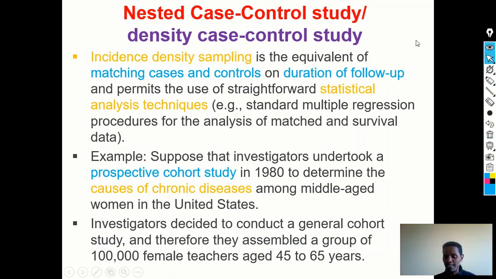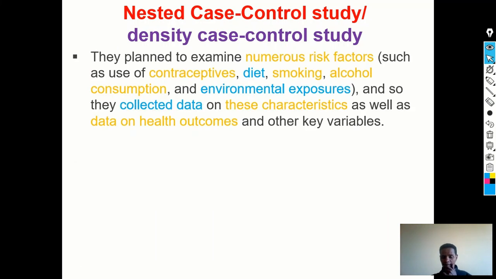And mind you that the study was initiated in 1980. They planned to examine numerous risk factors, among them, for example, the use of contraceptives, the type of diet, smoking status, alcohol consumption, and environmental exposures. These are the exposures which were considered. And so they collected data on these characteristics as well as data on health outcomes and other key variables.